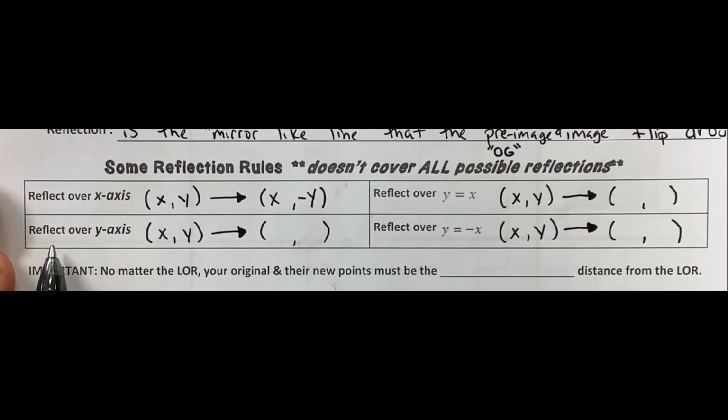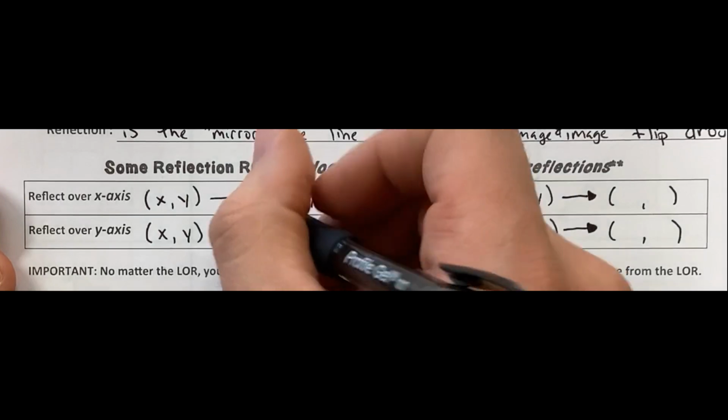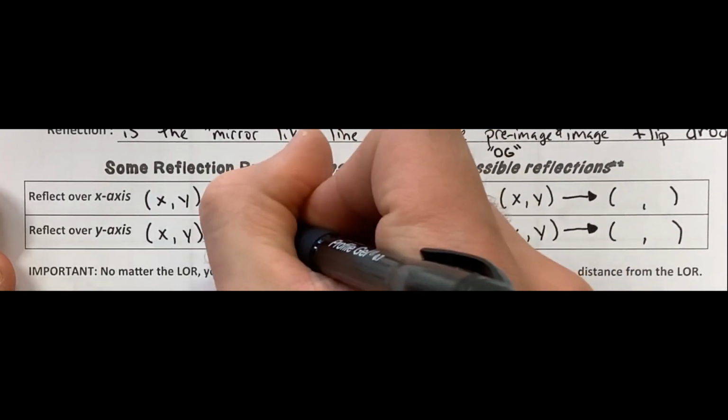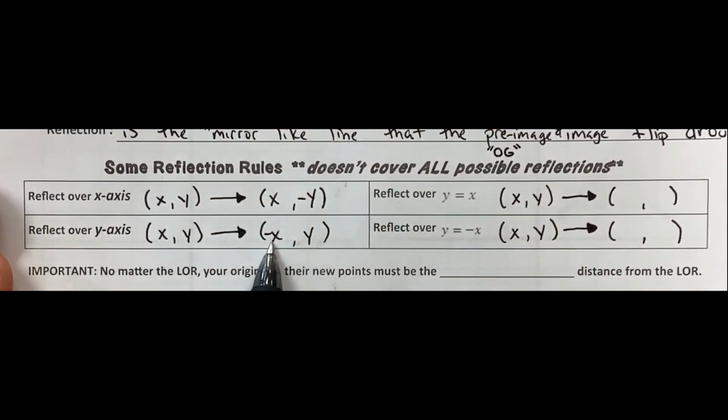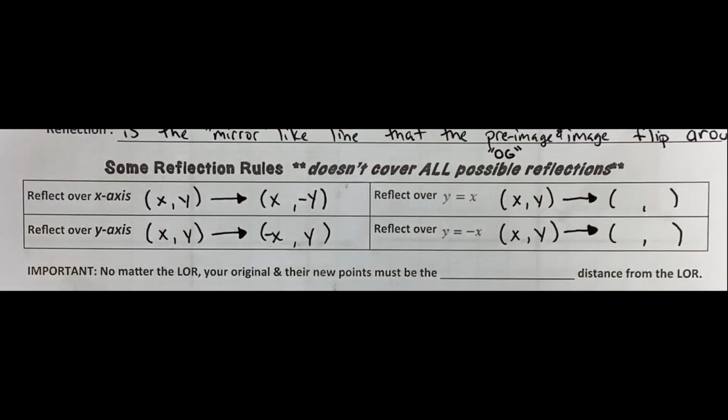If you're reflecting over the y-axis, let's say you have a point x and y, right? What you're going to do is keep the x and y on the same spot, but you're going to take the opposite value for your x. So your x value, if it was negative, you're going to make it positive. If it was positive, you're going to make it negative. And that's going to be your new point.